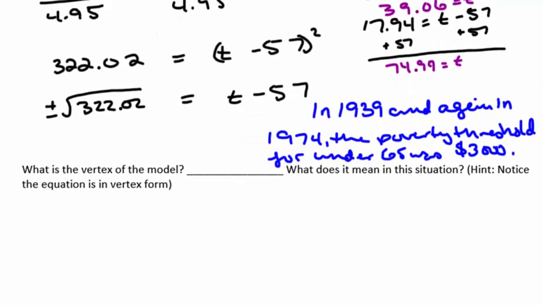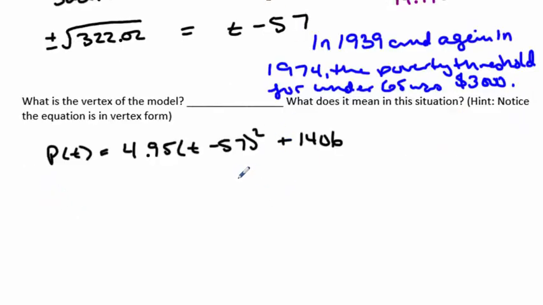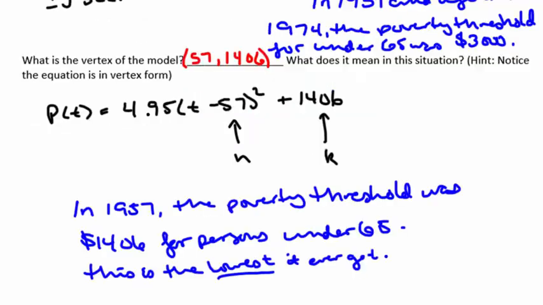What is the vertex of this model? Find the vertex. This is actually written in vertex form. Recall that when an equation is written in vertex form, we can identify h and k right from the equation. So the vertex of this model is 57, 1406. And this means that the poverty threshold in 1957 was $1,406 for persons under 65.